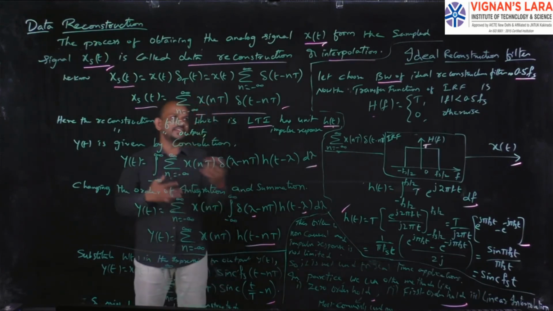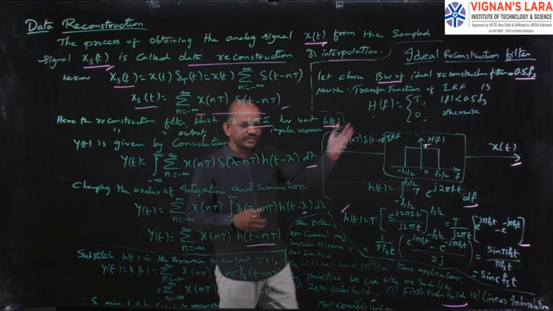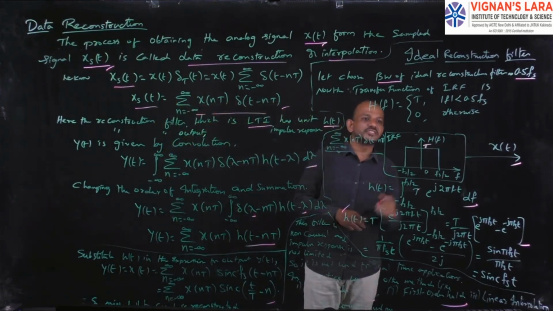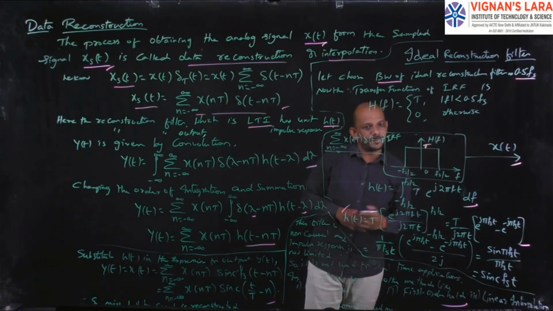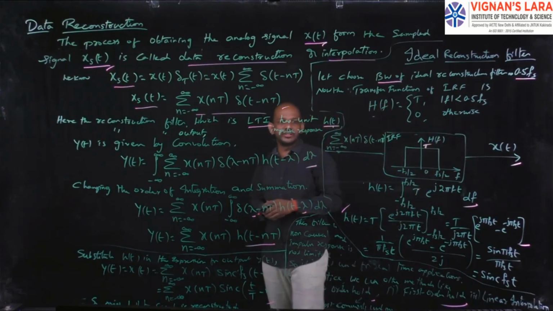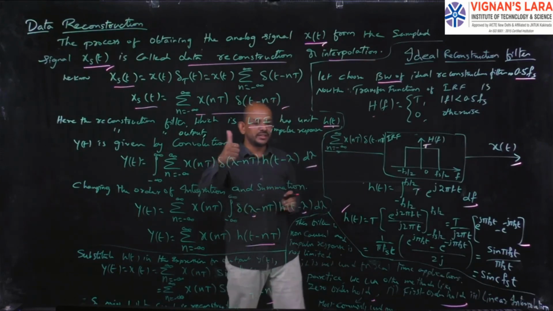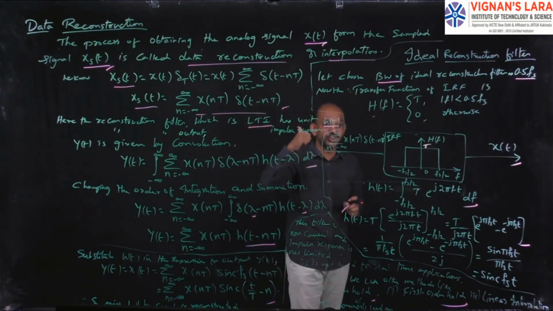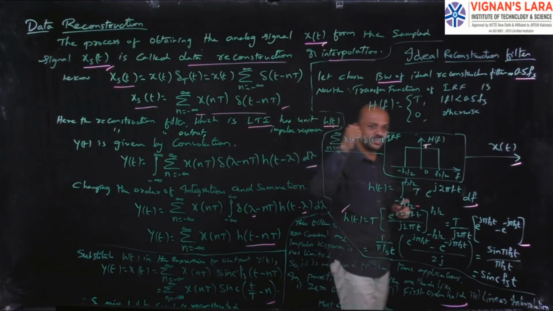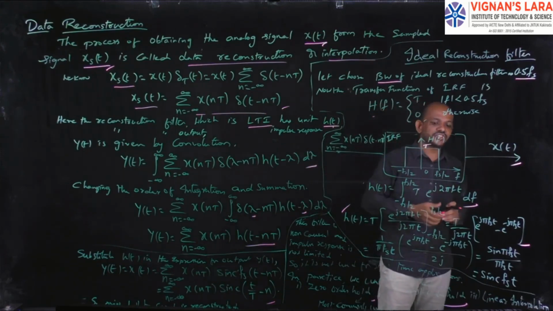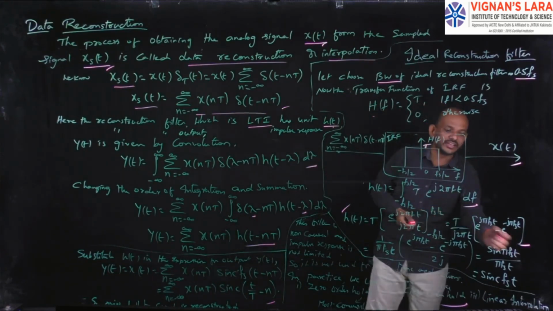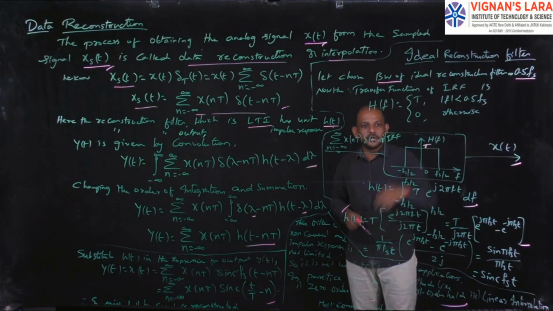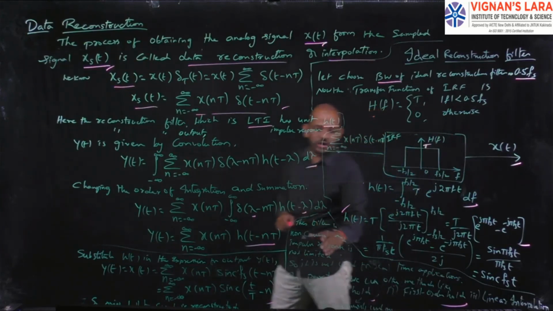So the original data is reconstructed, but this filter is non-causal and its impulse response is not limited, so it is not used for real-time applications. In practice we use three important methods: zero order hold, first order hold, and linear interpolation. Of these three, the most commonly used one is zero order hold.